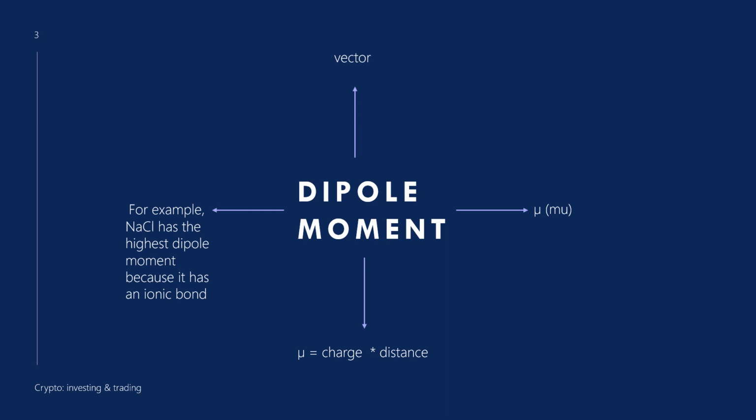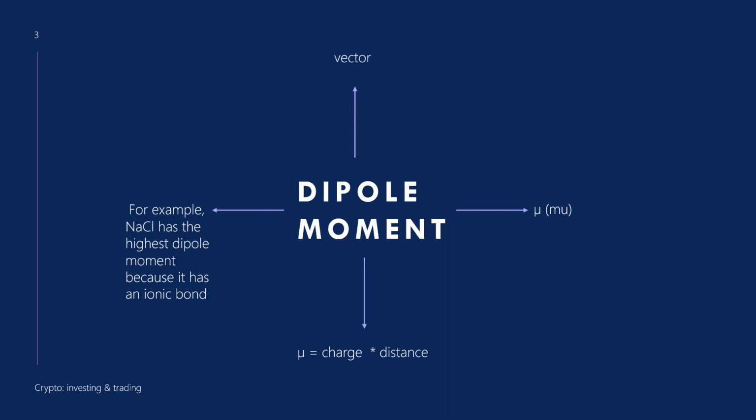Dipole moment is a vector quantity. It is represented by mu. Mu is equal to distance into charge. That means the magnitude of the charges is multiplied by the distance.